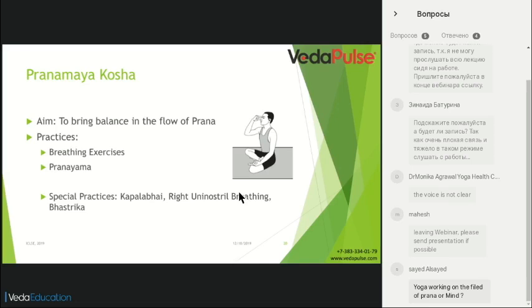So there is enough evidence that if we are doing right nostril breathing, there is going to be an increase in metabolism, and after the metabolism is increased, it would help in reducing weight.